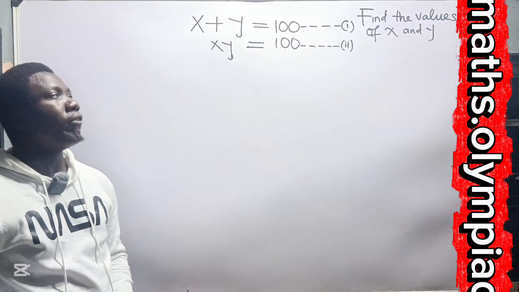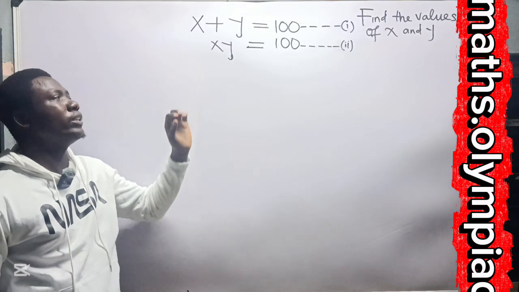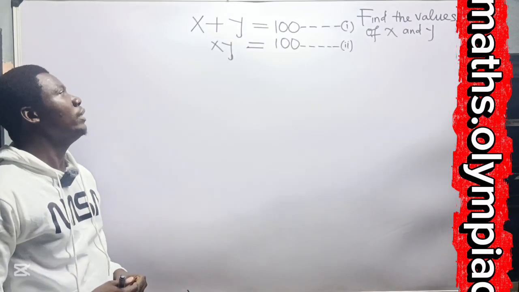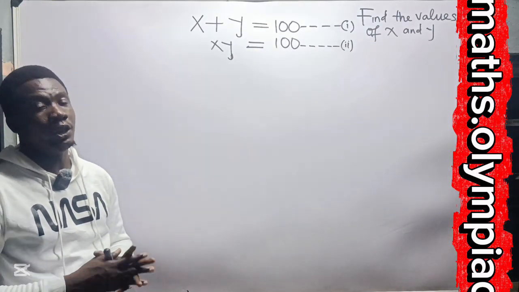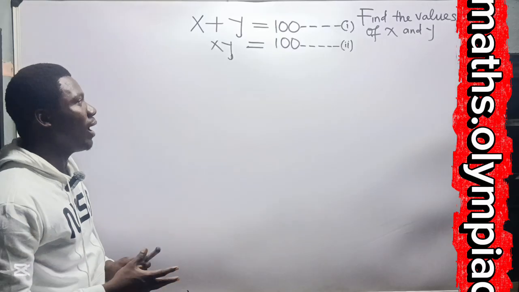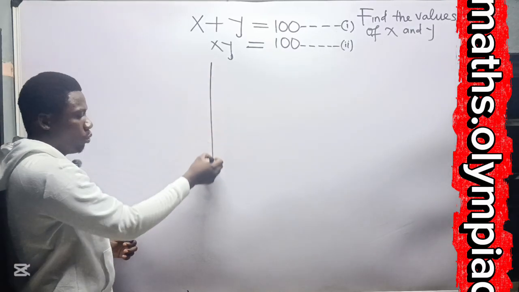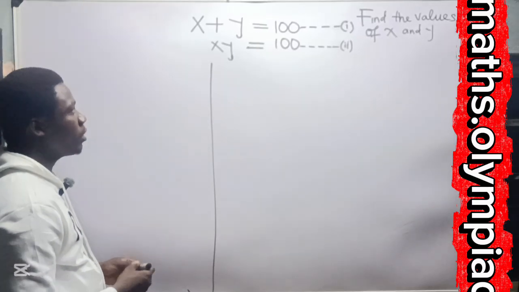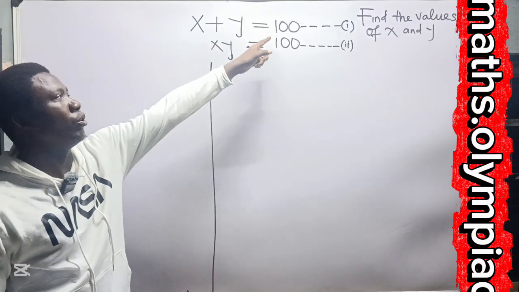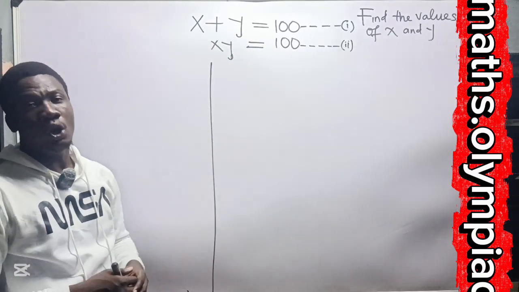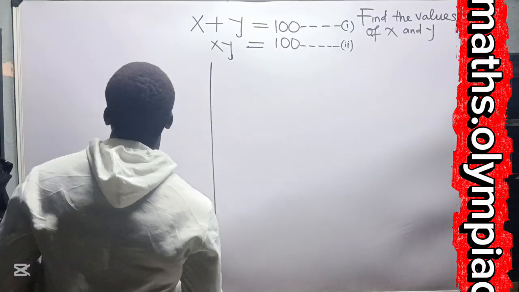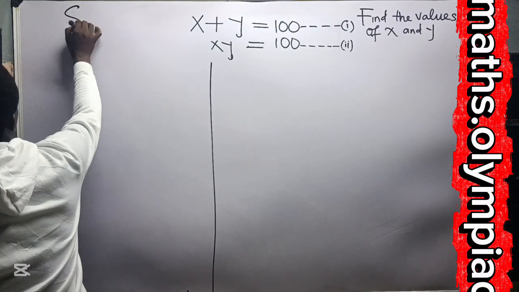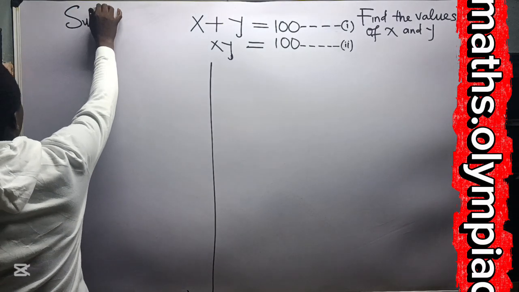Very easy. First of all, this is a simultaneous equation that is going to lead to a quadratic equation. Why did I say so? Let's begin first so you see what I'm talking about. First of all, you have x plus y is 100 and you have xy equals to 100. To solve this simultaneous equation, we are going to use the substitution method.